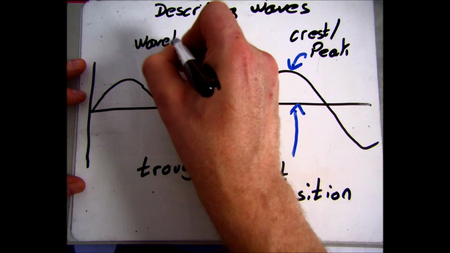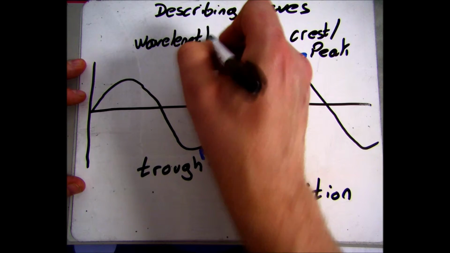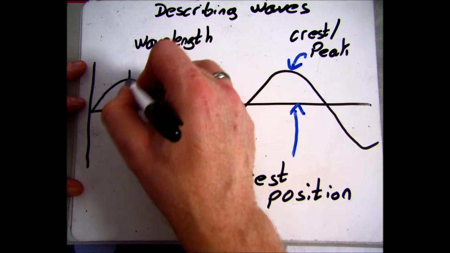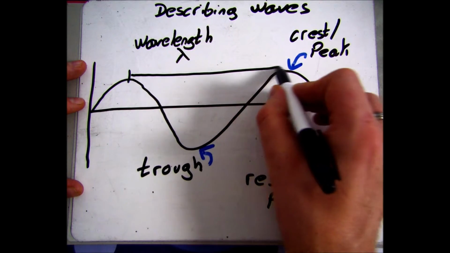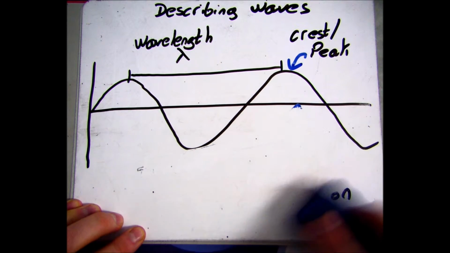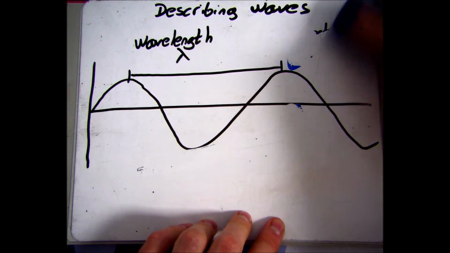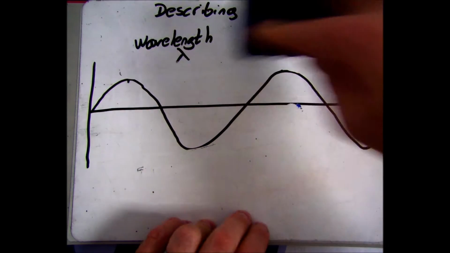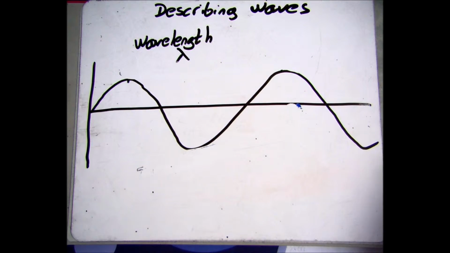We also need to be able to label the wavelength. Sometimes you'll see a wavelength represented by the symbol lambda there. A wavelength is the distance travelled by one complete wave cycle, or the distance in between two identical points. So here I've labelled up the distance between two peaks. It could be two troughs.